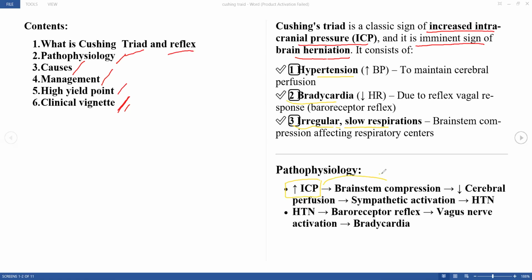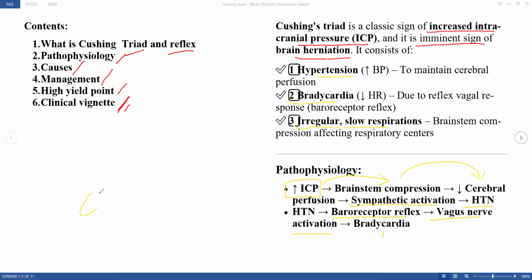It will cause brainstem compression, which will lead to decreased cerebral perfusion and sympathetic activation, which will lead to hypertension. Hypertension causes the baroreceptor reflex to activate the vagus nerve, and this parasympathetic activation leads to bradycardia, right?